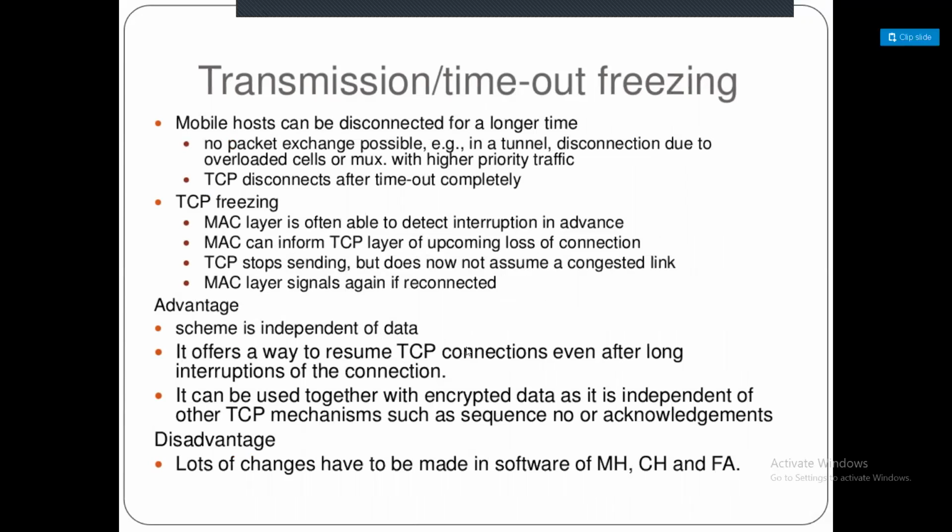Next, the next one is transmission timeout freezing.